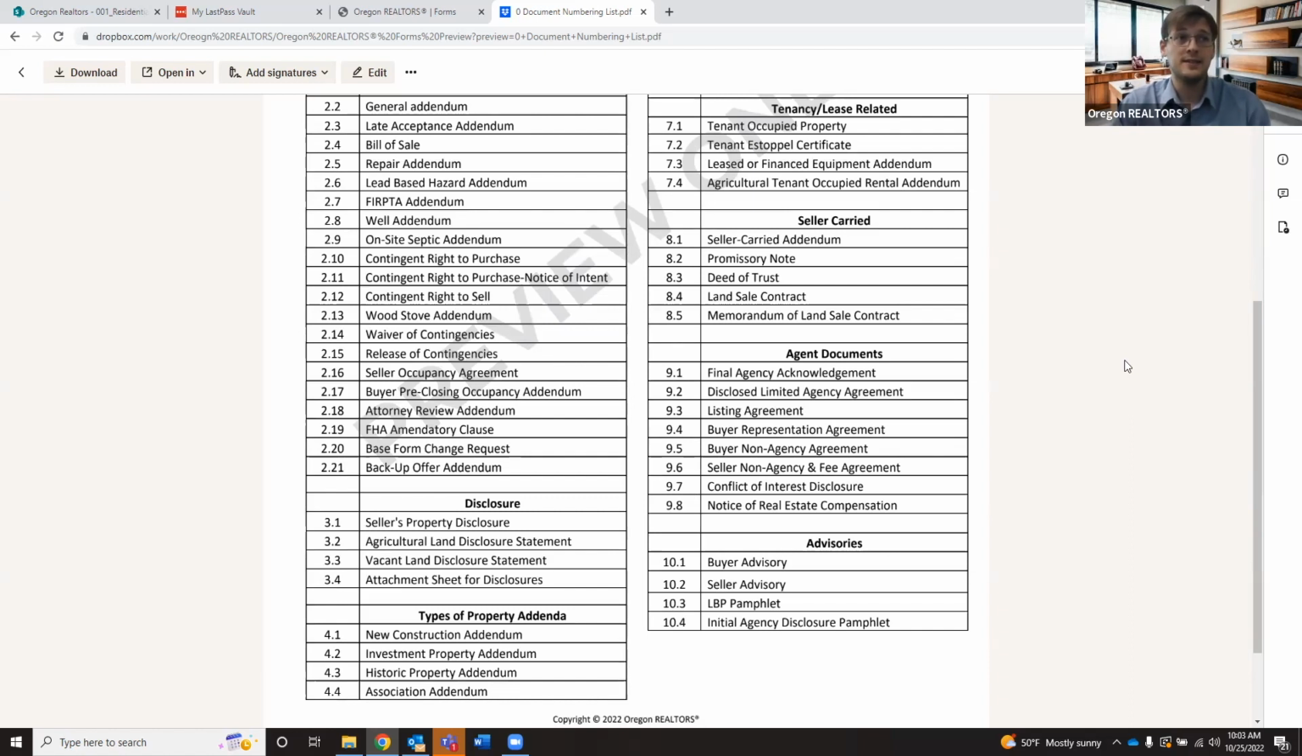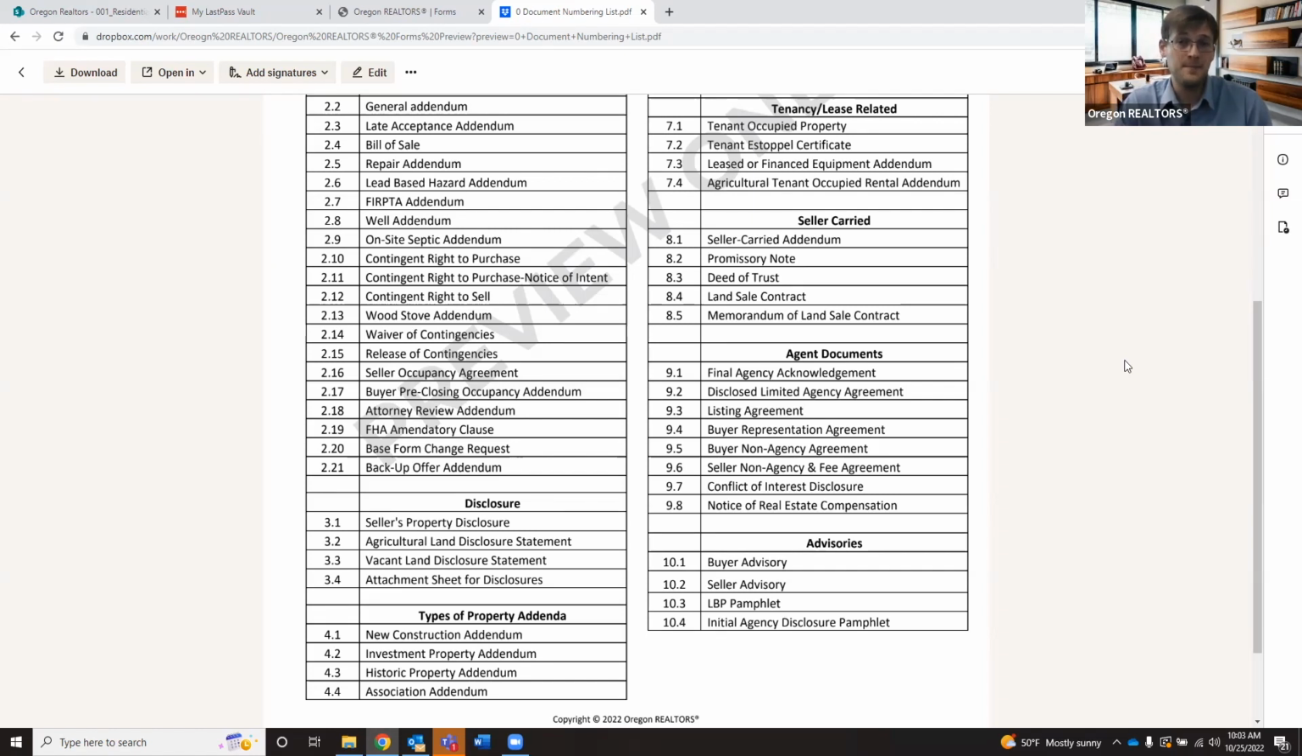This is the seller carried section, 8.0. So you have a seller carried addendum that essentially provides additional protections and disclosures. And for example, like credit check, the ability for the seller to do a credit check on the buyer if they're going to be giving a promissory note off. We have the promissory note, deed of trust, land sale contract, and memorandum of land sale contract.